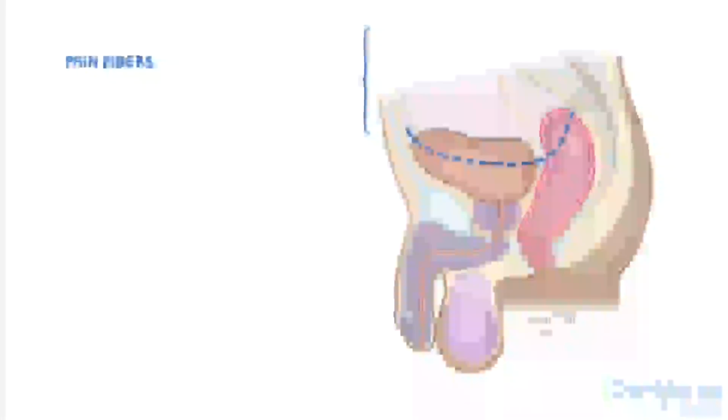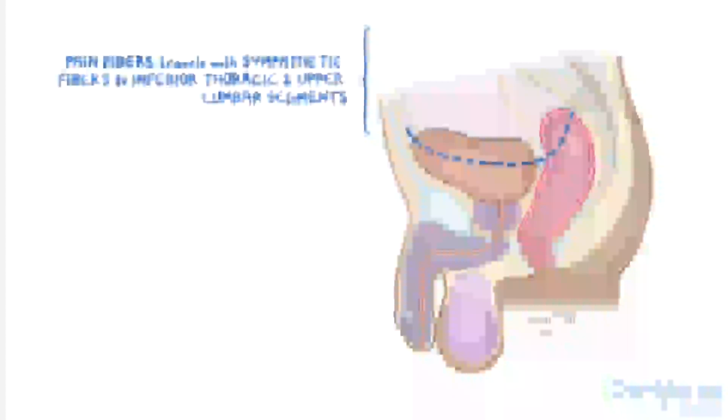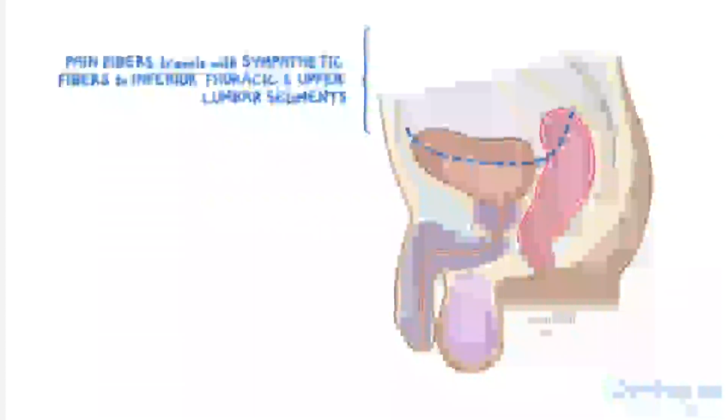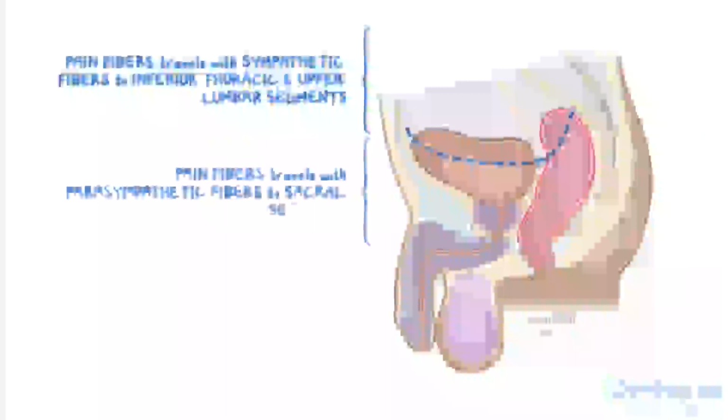One last thing about the innervation of the bladder. The upper part of the urinary bladder lies above the pelvic pain line, which means that pain fibers that come from the upper part travel with the sympathetic fibers to the inferior thoracic and upper lumbar segments of the spinal cord and to the brain. The lower part of the urinary bladder lies below the pelvic pain line, which means that pain fibers that come from the lower part travel with the parasympathetic fibers to the sacral segments of the spinal cord.